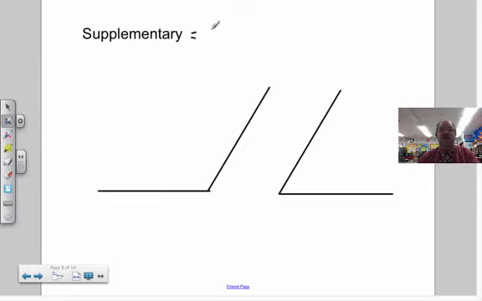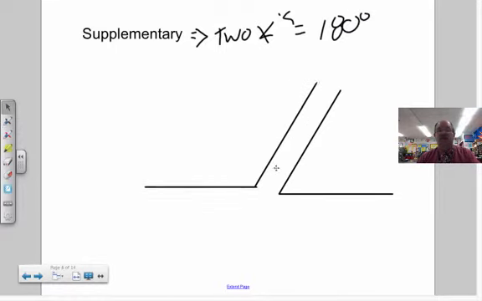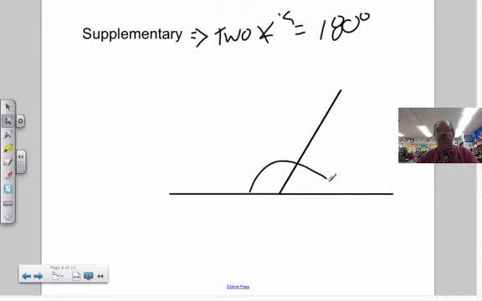Supplementary angles are two angles that equal 180 degrees. So if I were to take these and pop them right next to each other, which I might do, I would get myself a straight angle if I looked right along there. 180 degrees. If this is 60, that'd be 120, something along those lines.